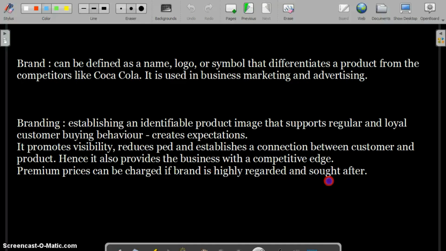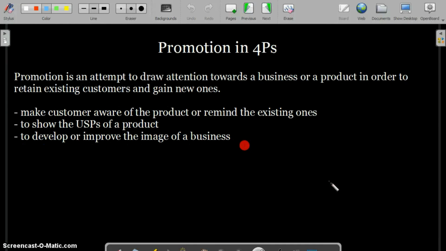So that's about brand. We have done the above the line promotion, below the line promotion, and promotion in the 4 P's. Basically you have completed promotion in today's lecture.